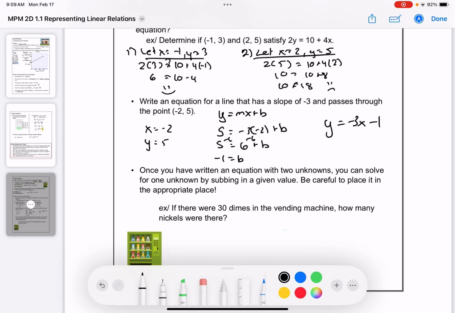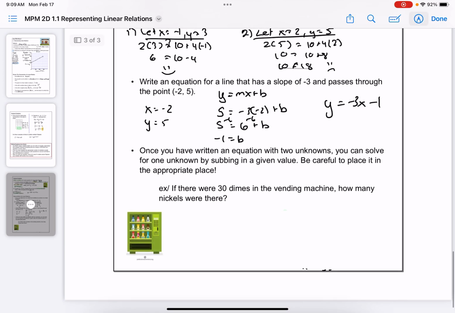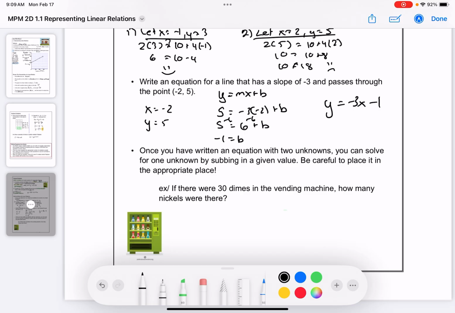And then the last thing that we haven't done a ton of: once you've written an equation that has two unknowns in it, you can solve it, right? Just make sure you plug in for the right variable. So if we had 30 dimes in that vending machine from question 1, how many nickels were there? We know that we had 0.05x plus 0.01y equals 575. And then we just have to pay attention to make sure we plug into the right spot. The y was the number of dimes, so 30 goes in for y, which just means that I had $3 in dimes, right?